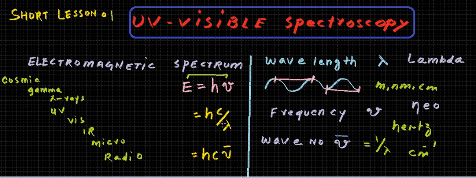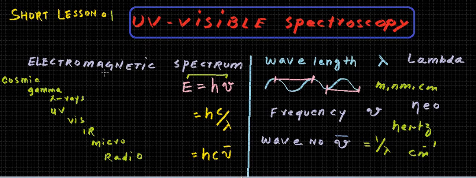Then we have 1 over lambda equal to nu bar. So in E equals h c, 1 over lambda is replaced by nu bar. Nu bar is the wave number, inverse of wavelength, 1 over lambda. So all these three parameters are interchangeably used in different spectroscopies.